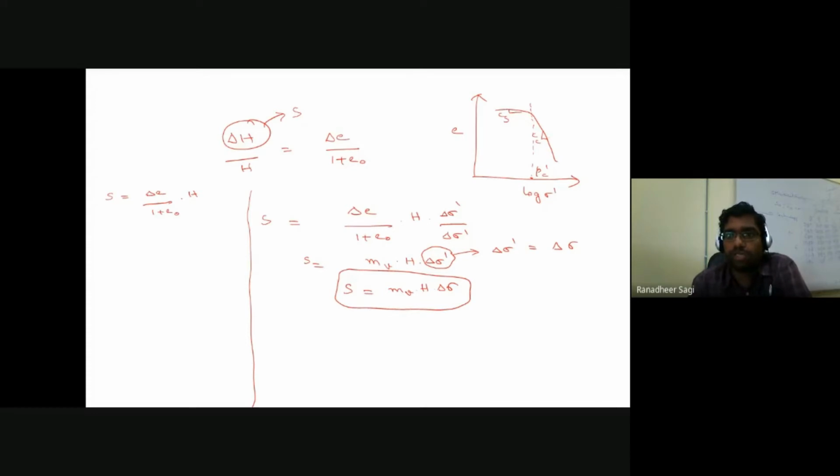So the portion of your e versus log sigma dash curve to the left of your maximum past pressure corresponds to the over consolidated state of the soil sample, and the portion of the curve on the right side of the maximum past pressure value is what we call the normal e versus log sigma dash curve, for the normally consolidated condition of the soil.